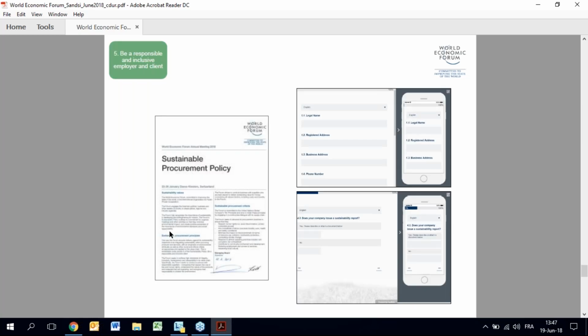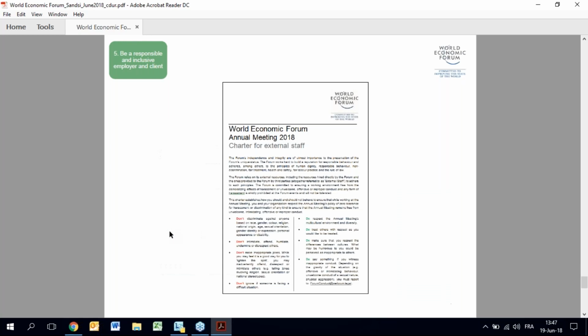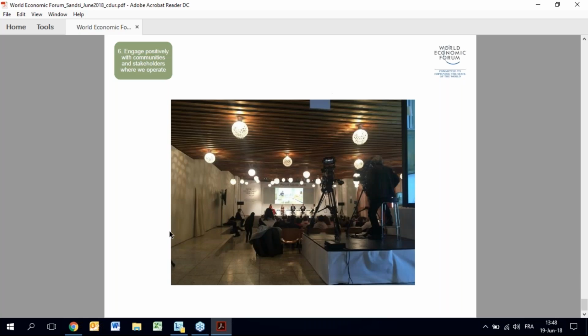And regarding being a responsible client, this is the whole questionnaire that we've shared with suppliers to assess their sustainability level and to engage with them, together with a sustainable procurement policy, a bit like the code that Viviane was talking about. And then a charter for external staff, what they can do, what we can provide them. And finally, last slide, engaging positively with communities. So ensuring that the local communities, the local people in Davos can also attend some part of the events.